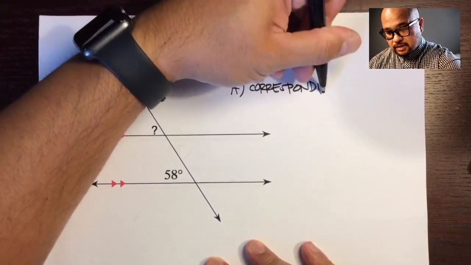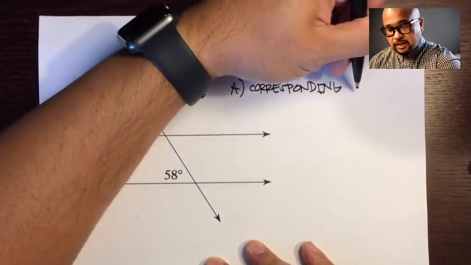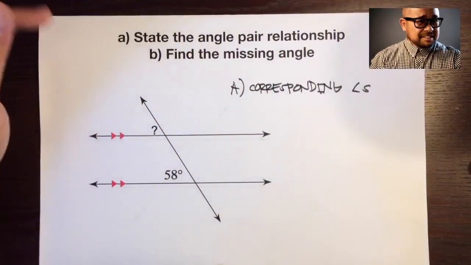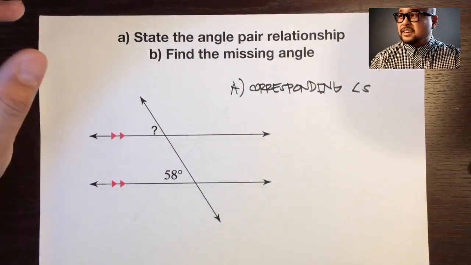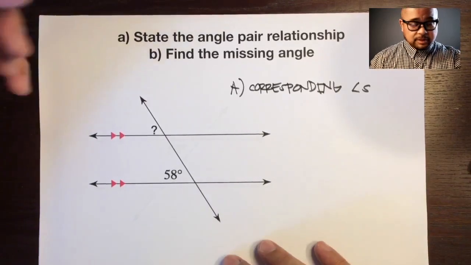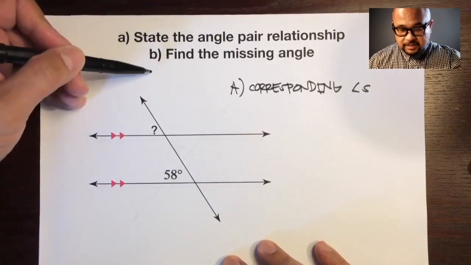Corresponding angles. It seems like my camera is kind of shaking. It looks like there's an earthquake going on. I don't know what's going on. There's no earthquake, hopefully not. And find the missing angle.